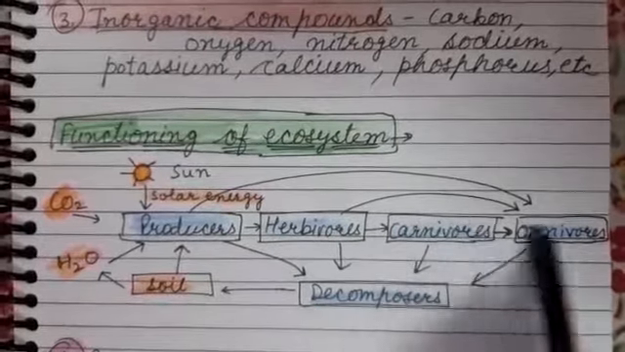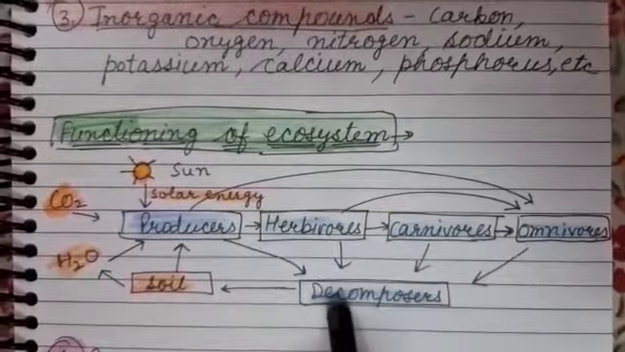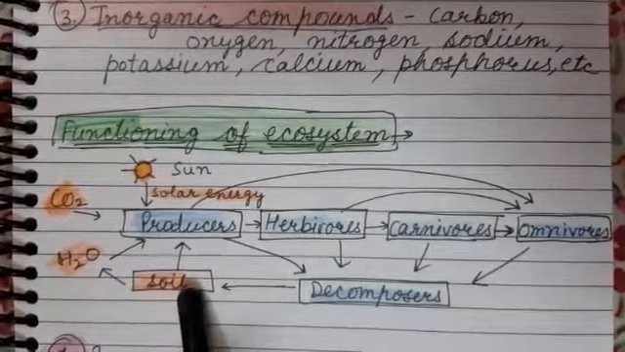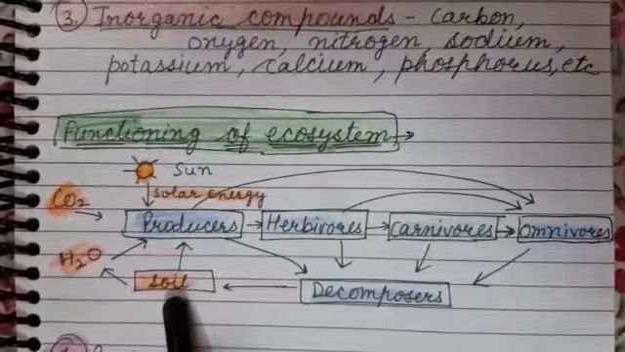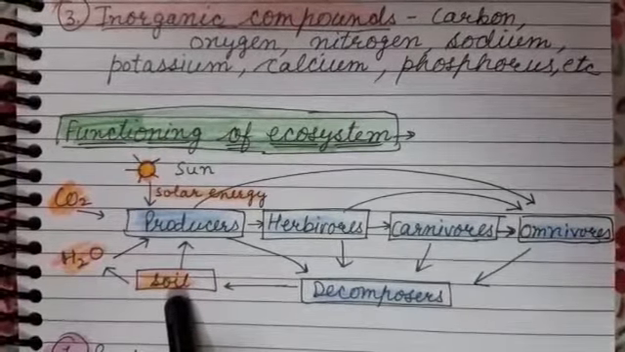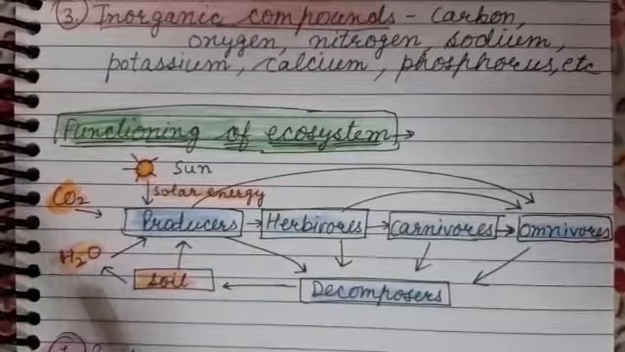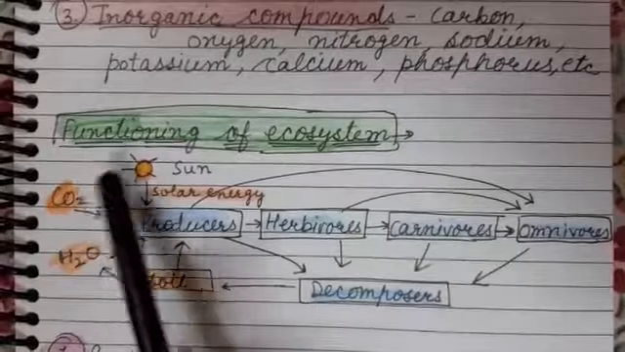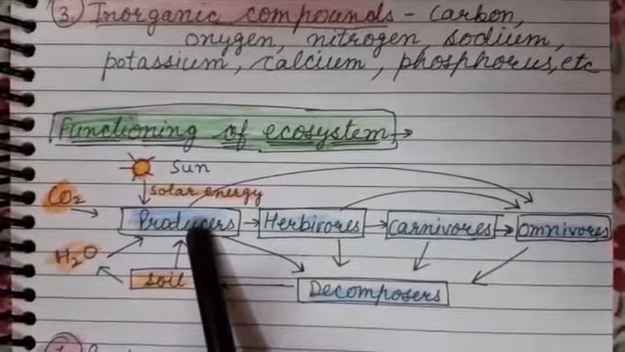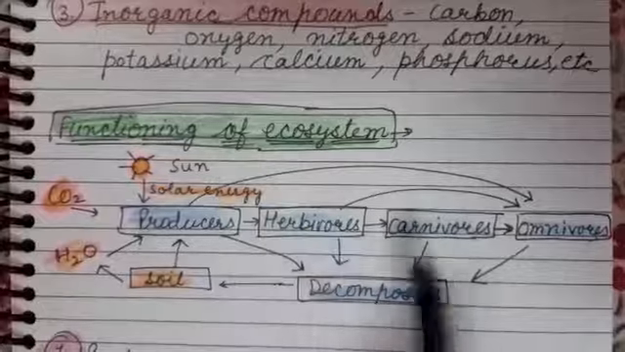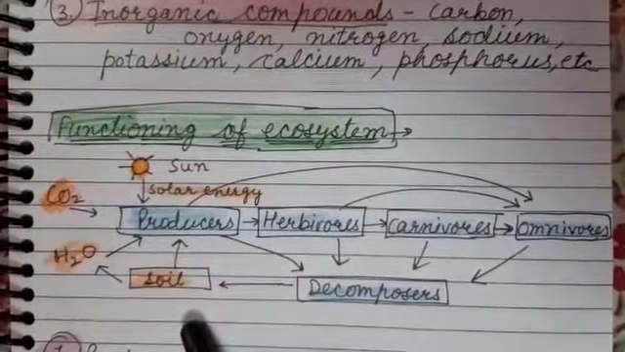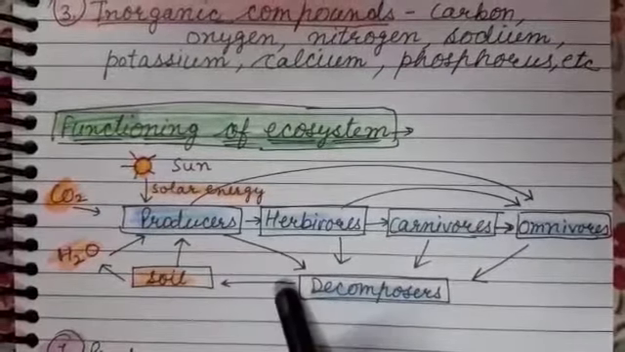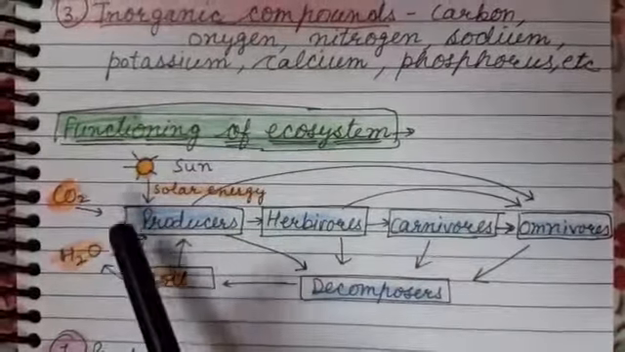When the producers and consumers die, decomposers act on their body and replenish the various nutrient elements back to their original pools. Their original pools are soil, water and air. These nutrients are again used by the producers during photosynthesis. In this way, there is an exchange of energy and matter between biotic and abiotic components of ecosystem. This is the functioning of ecosystem.